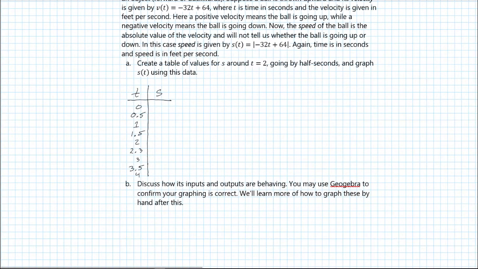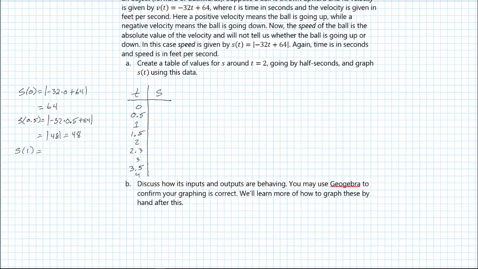So let's do this off to the side. S of 0 is going to equal the absolute value of negative 32 times 0 plus 64. So that is going to equal just 64 once the 0 cancels out the negative 32. S of 0.5 is going to equal the absolute value of negative 32 times 0.5 plus 64. This is going to give us 32 times 1 half is 16. 64 minus 16 is 48. So the absolute value of 48 is just 48.